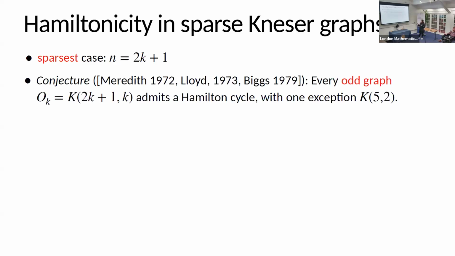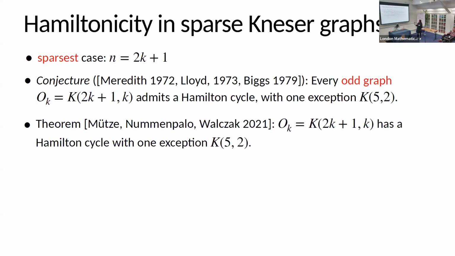For that sparse case itself, there were conjectures from 3 different people in the 70s. Such a graph is also called an odd graph. So the Kneser graph when n equals 2k plus 1 is also known as the odd graph, just a different name. They conjectured that it admits a Hamilton cycle, again with that exception, the Petersen graph. And then in 2021, it was proven that odd graphs indeed are Hamiltonian.